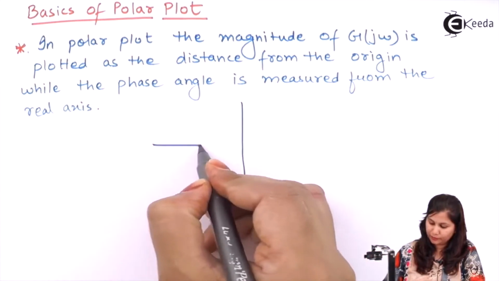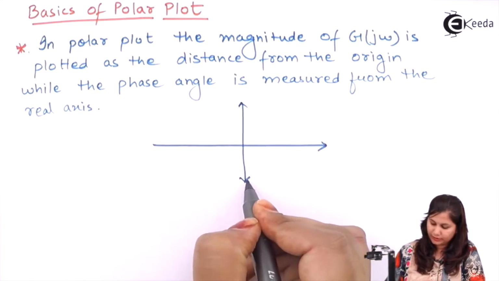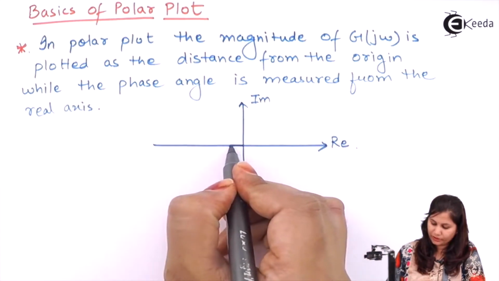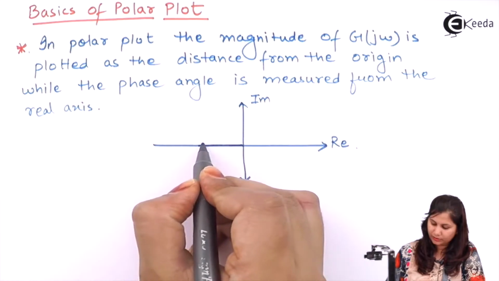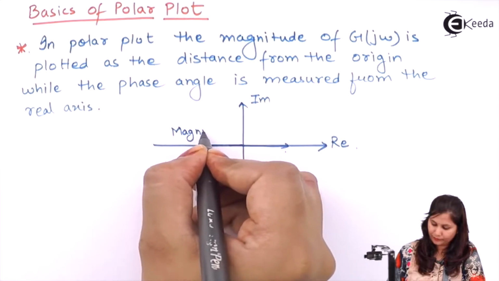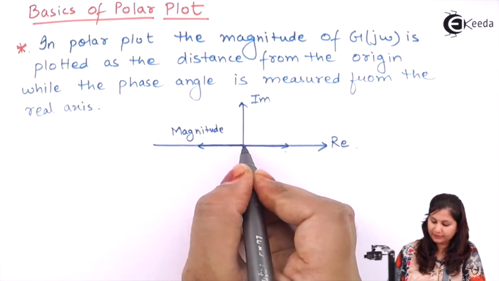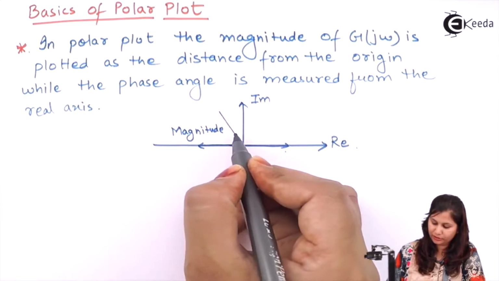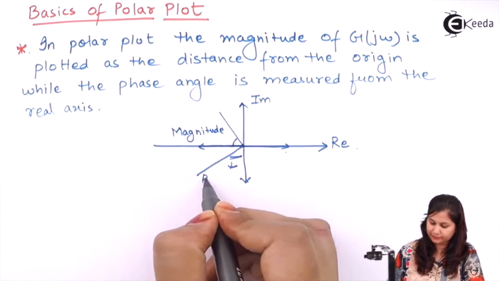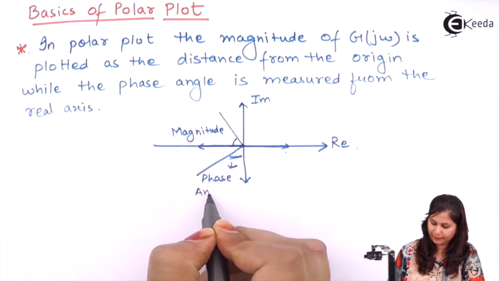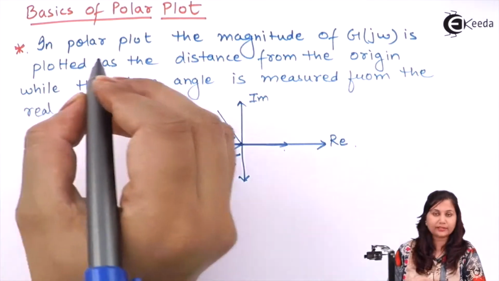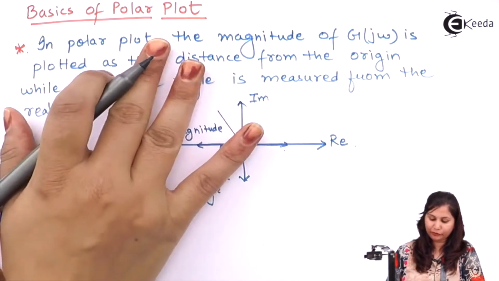So this is a polar plot. This is imaginary axis. It is real axis. So the distance from the origin is the magnitude, and phase angle, we are going to measure the phase angle from the real axis. Okay, this is phase angle. Okay, this was the first point which you have to keep in mind for the polar plots.